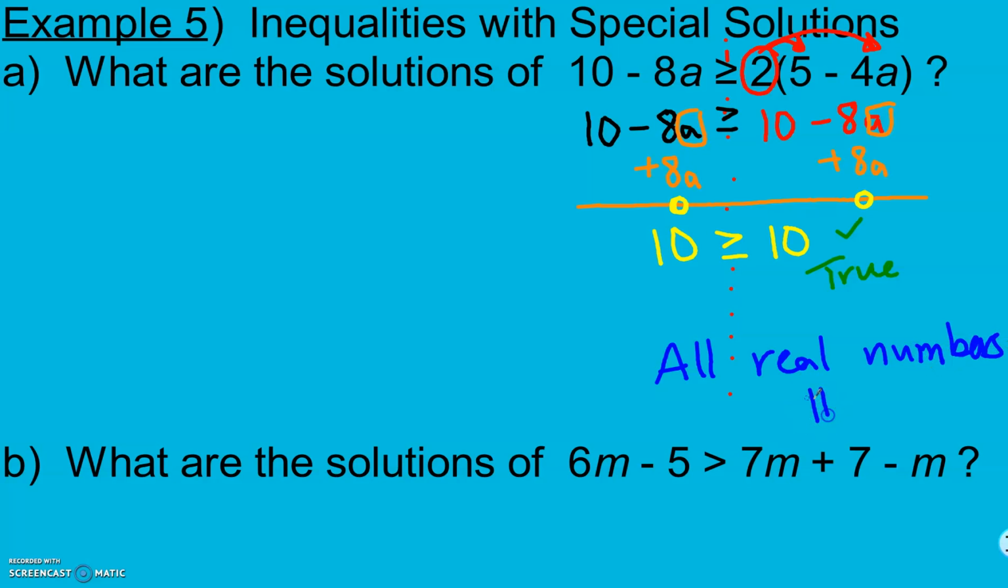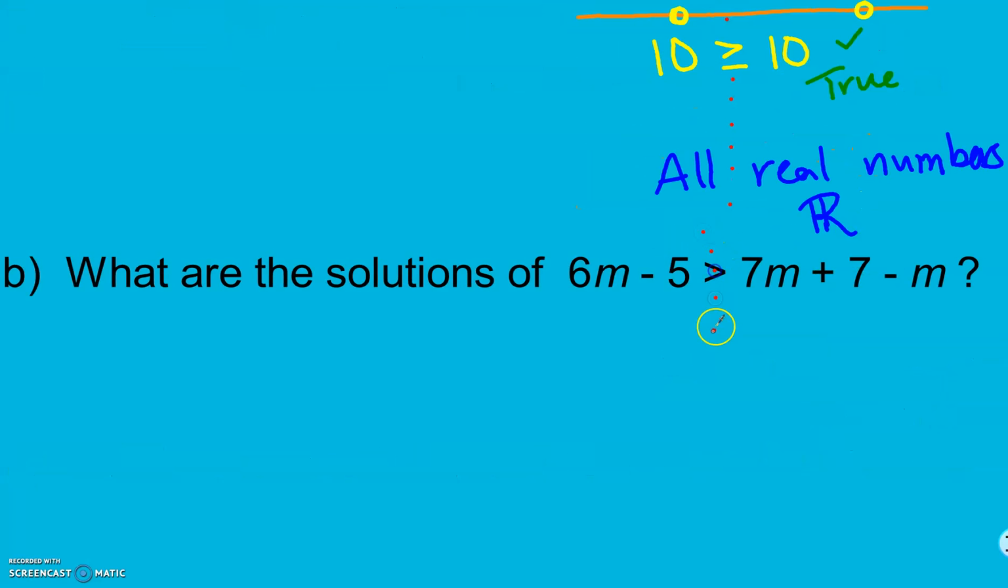Our symbol for that looks like this. You can either write it out or you can use our symbol there, which is, again, an R with 2 lines through it. On B, my left expression is as simple as I can get it, 6m minus 5. My right side is not. I have like terms. 7m minus 1m gives me 6m. I still have a plus 7, and my left side didn't change at all.